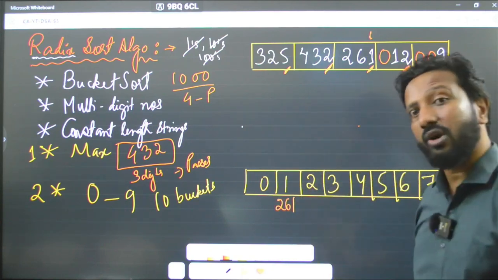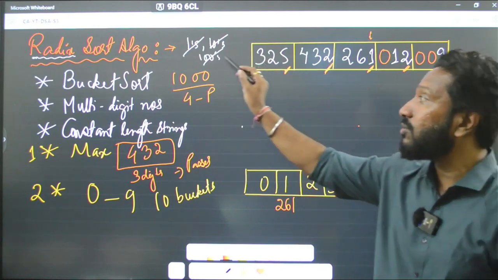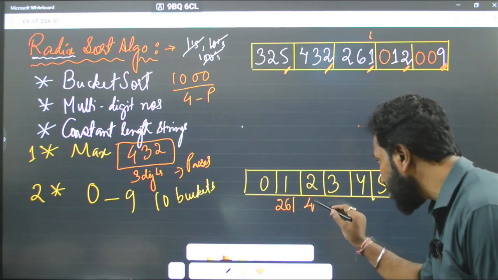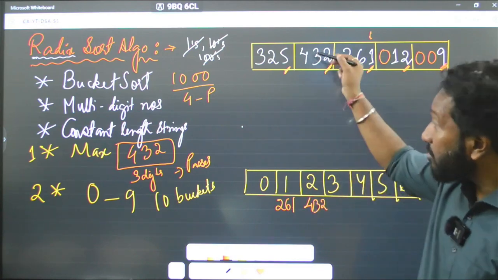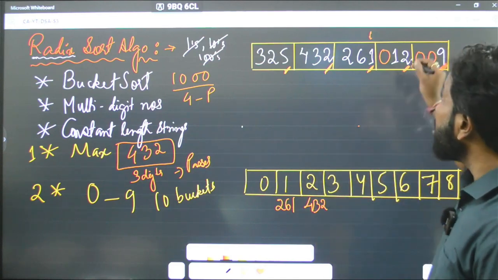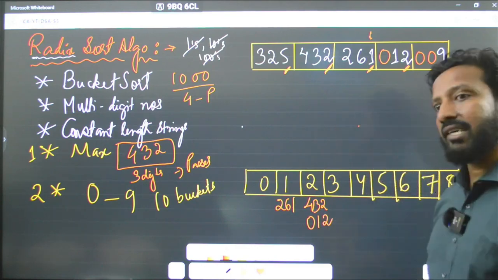261. Got it? Then do you have 2? We have 2 here. 432. We are starting from this side. Okay. So this is how much? 432 goes into this 2 bucket. Okay, 2 bucket. Next one, what? 0, 1, 2. So this will go here. 0, 1, 2. Make sense?